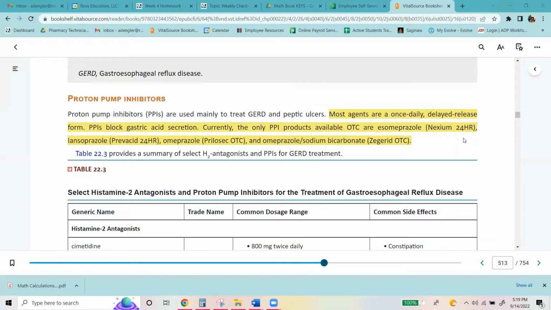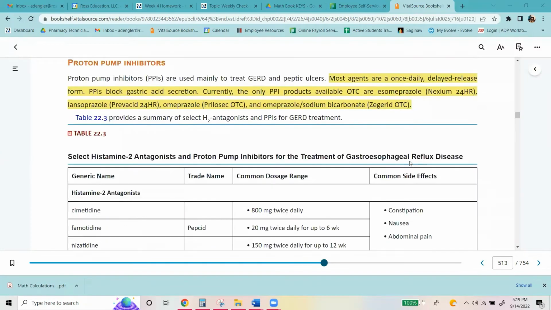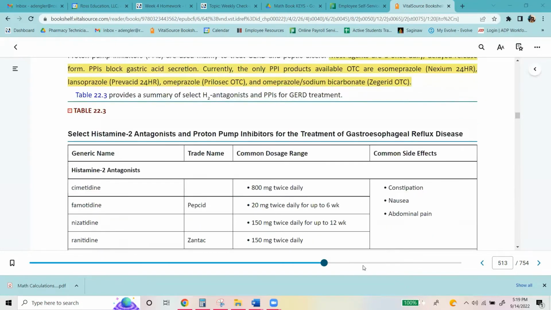Proton pump inhibitors, which we abbreviate as PPIs, are used mainly to treat GERD and peptic ulcers. Most agents are a once daily delayed release form. They block gastric acid secretion, and currently the only ones available OTC are lansoprazole, which is Prevacid, esomeprazole, which is Nexium, and omeprazole, which is Prilosec, and omeprazole / sodium bicarbonate, which is Zegerid OTC.